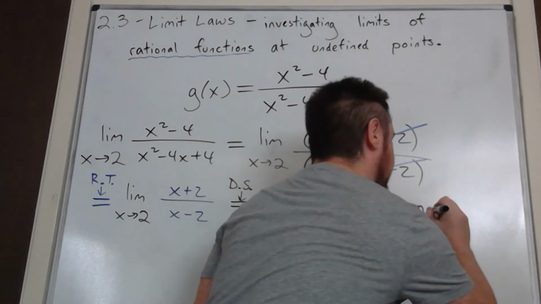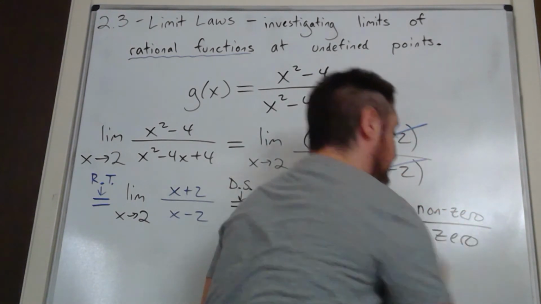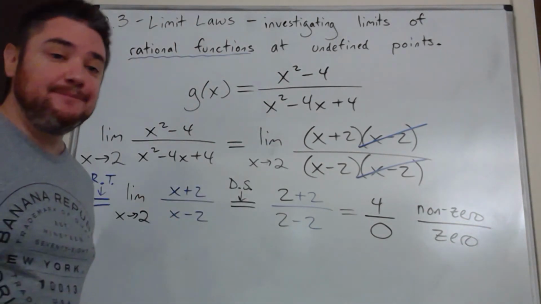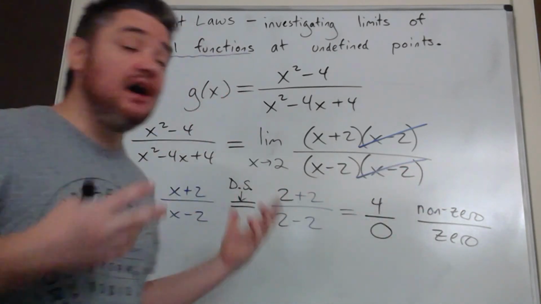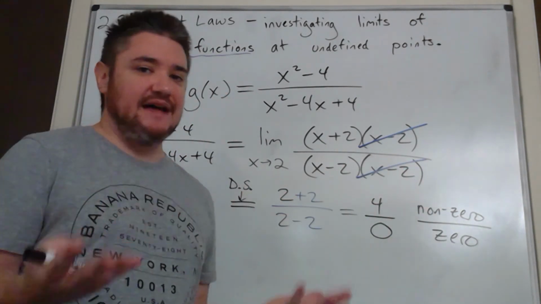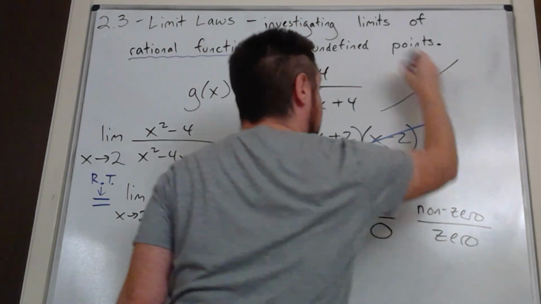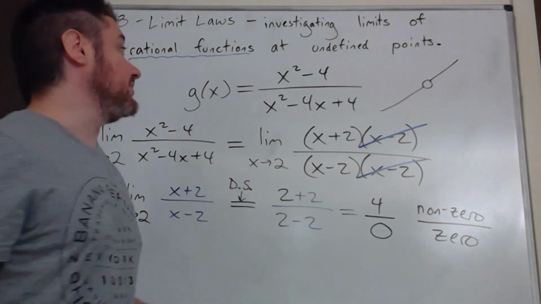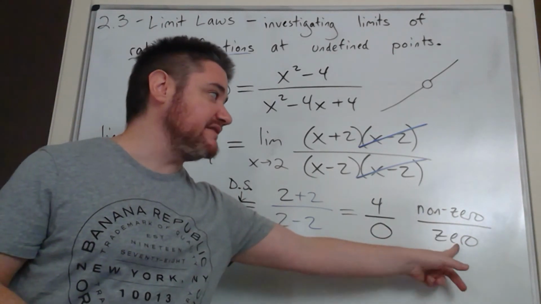Which means we've got non-zero over 0. What does that mean? That was case 1, right? That means this function actually does have a vertical asymptote when x equals 2, it doesn't have a hole. And again, a hole means the function is going to a real number, and there's just a little gap in there. That's not what's going to happen with this function. This function will actually have a vertical asymptote because of this.